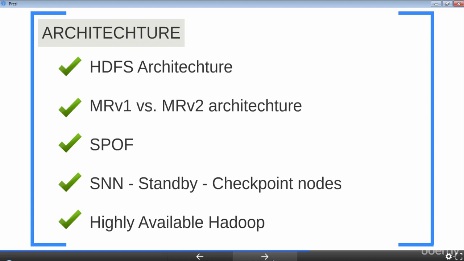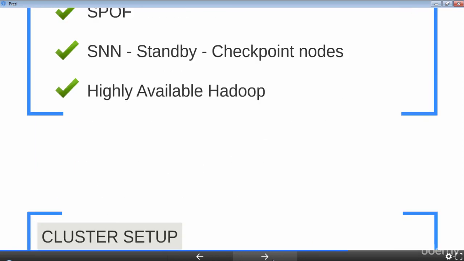Failures are unavoidable in any software framework, and hence we need to acknowledge potential failure points and should be prepared when things go wrong. Hadoop has a few single points of failure. We'll see what those failure points are and we'll see how to recover from failures. We'll talk about the secondary name node, checkpoint, and standby nodes, and we'll learn how to make Hadoop highly available.